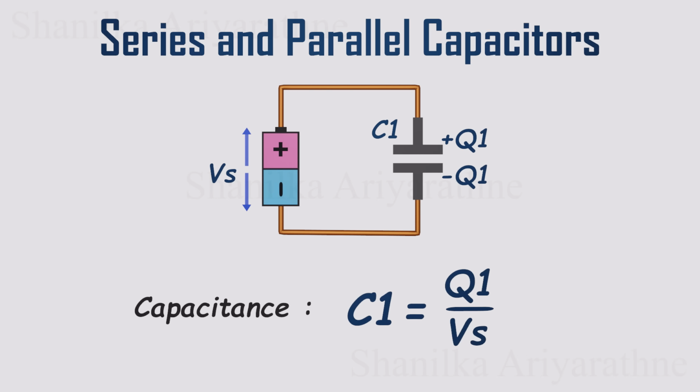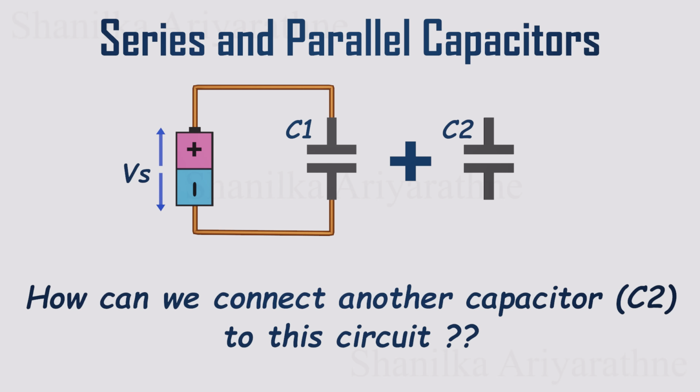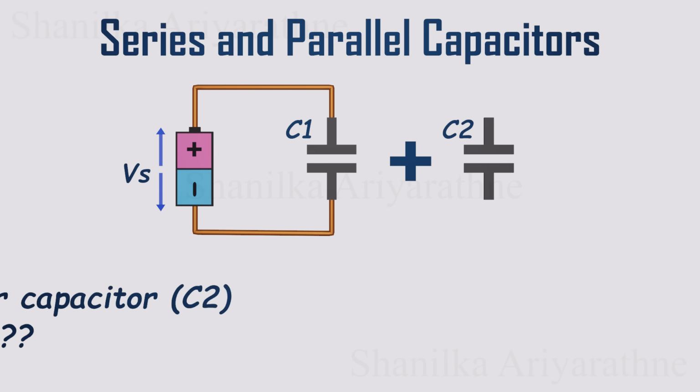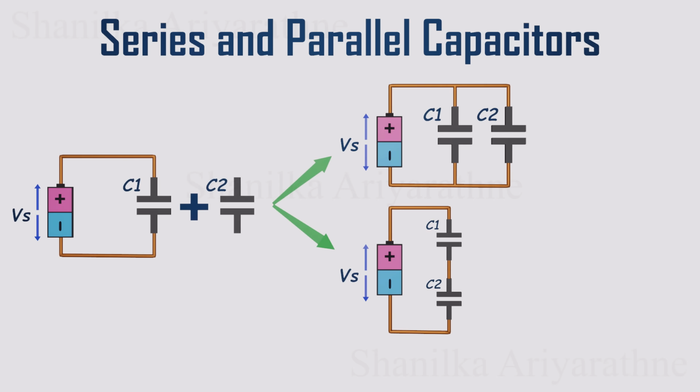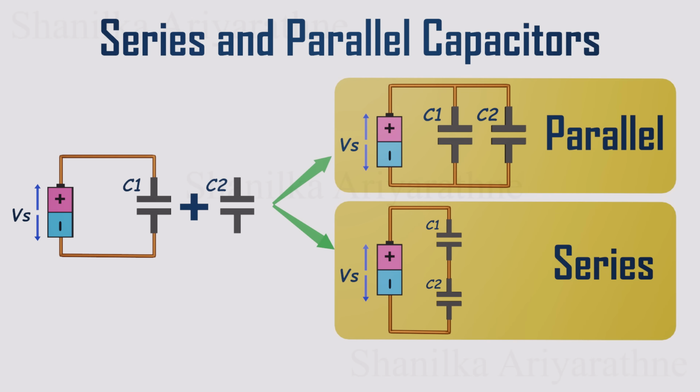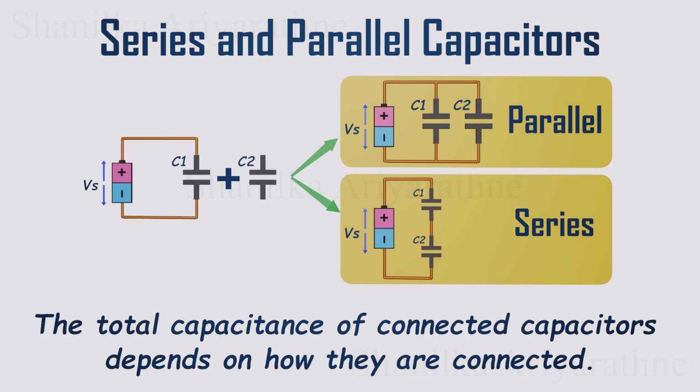Now, what if we want to add another capacitor to this circuit? Well, we've got two ways to do it: series connection or parallel connection. And here's the cool part. The total capacitance changes depending on how you connect them. So let's break down what happens in each case.